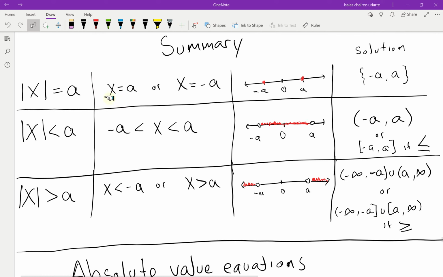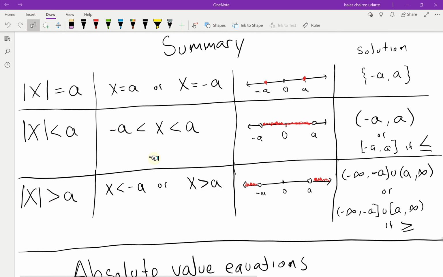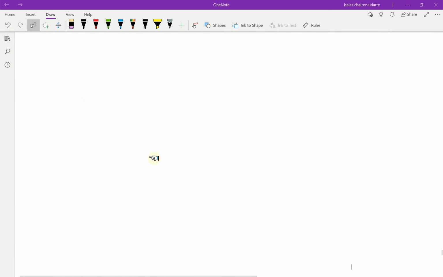Summary of some inequalities. The absolute value of x is less than a is equivalent to this compound inequality. The absolute value of x is bigger than a is equivalent to these inequalities right here. So I just wrote that down here because we're going to need it.